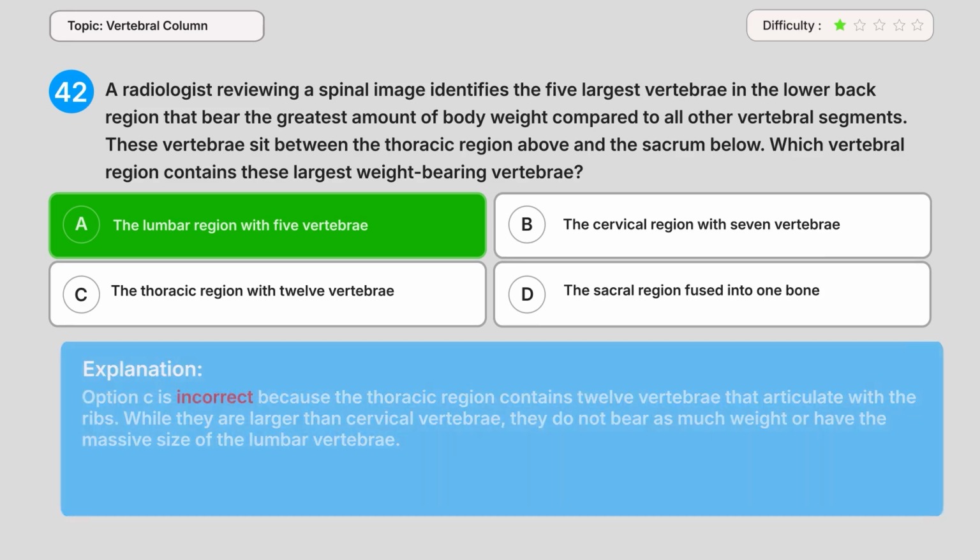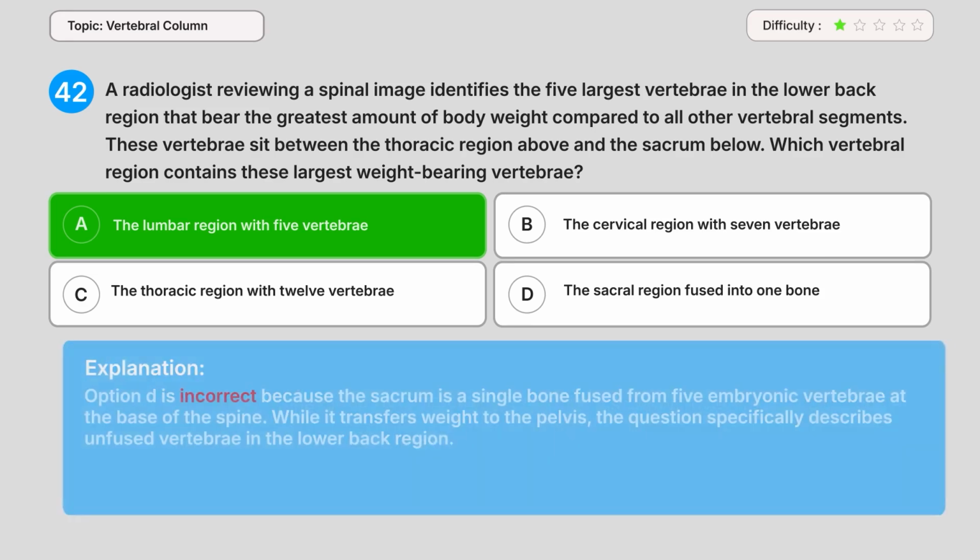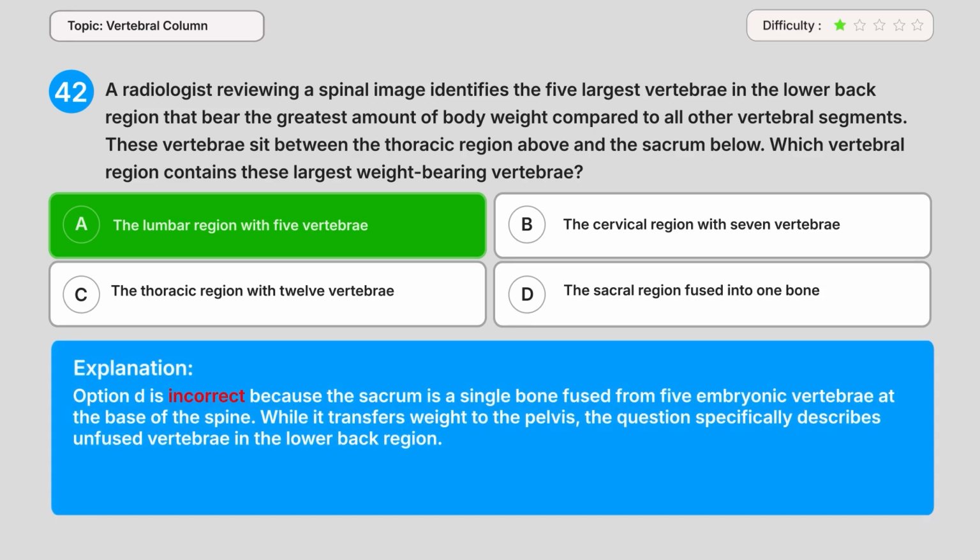Option D is incorrect because the sacrum is a single bone fused from 5 embryonic vertebrae at the base of the spine. While it transfers weight to the pelvis, the question specifically describes unfused vertebrae in the lower back region.